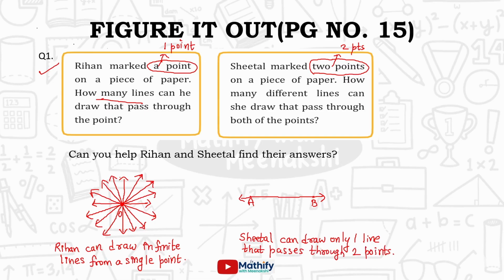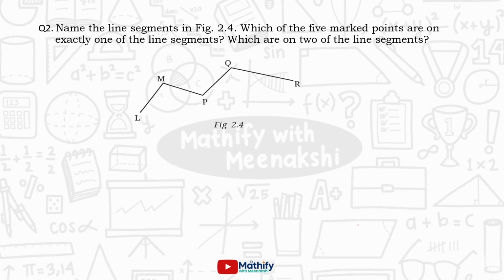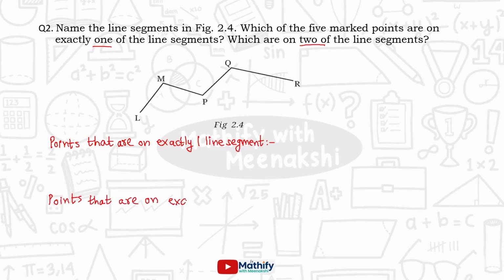Now let's move to question number 2. Name the line segments in the given figure. Which of the 5 marked points are on exactly one of the line segments, which are on 2 of the line segments? So first I will write those points that are on exactly one line segment, and then next we have to write points that are on exactly 2 line segments.